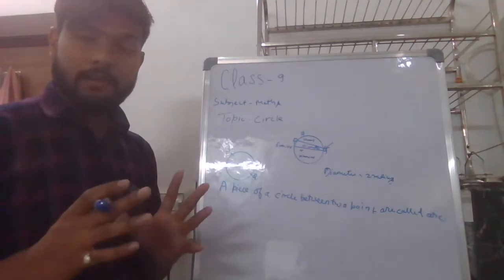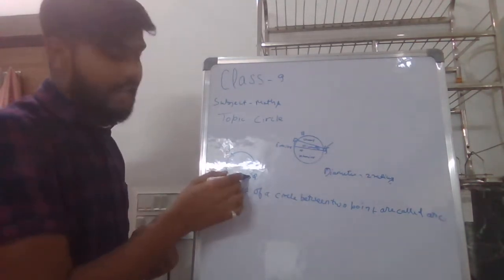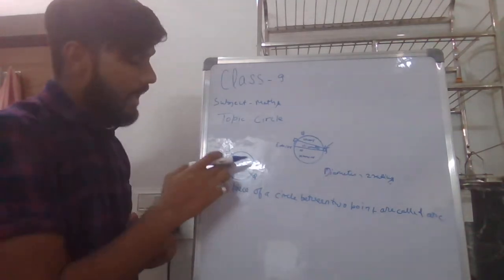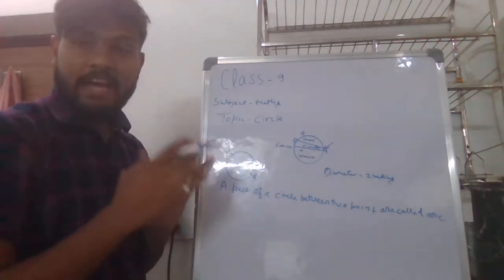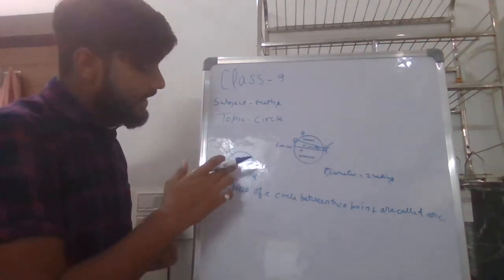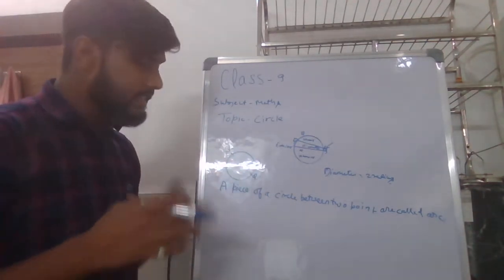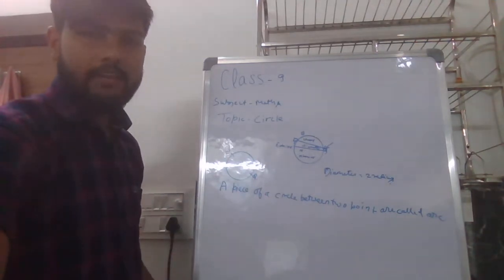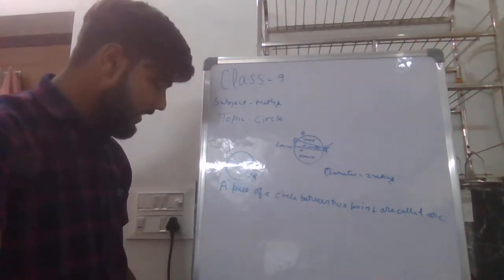What will be the semicircle? When P and Q are the ends of a diameter, as we can see, then both arcs are equal and each will be called a semicircle. Okay, very good. Does everyone understand?